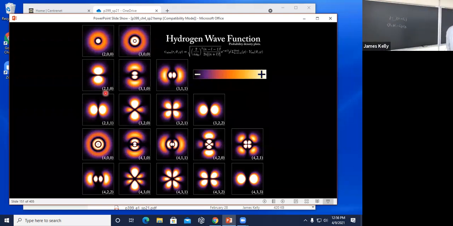But you can generically see that, first of all, when L is 0, of course, M has to be 0 because M can only go from minus L to L, we get spherically symmetric kinds of states. So here's 2, 0, 0, 3, 0, 0, that's L equals 0, 4, 0, 0. As you rotate them around, they have spherical symmetry. Whereas when L is non-zero, then you start to get dependence on theta. Theta changing as you go from the top to the bottom. Theta is going from 0 to pi.